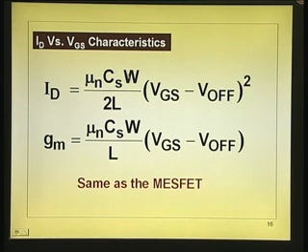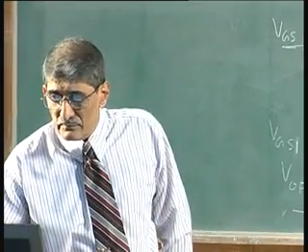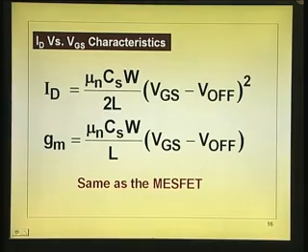Notice we have replaced C oxide by CS. See, in the case of MOSFET, you have the oxide which is coupling the gate to the channel, whereas in the case of HEMT, you have the depletion layer whose capacitance is CS, which couples the gate to the channel. Transconductance is delta ID by delta VGS. So, 2 cancels and you get this one.